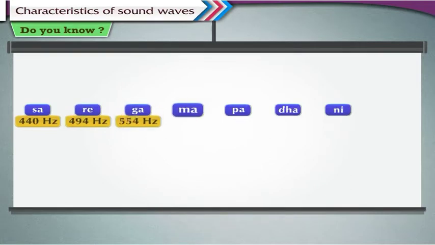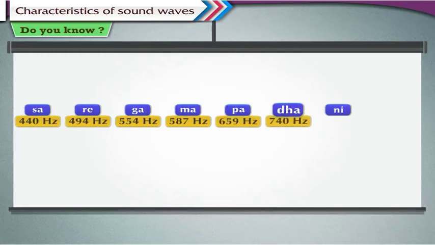The frequency of ma is about 587 Hz. The frequency of pa is about 659 Hz. The frequency of dha is about 740 Hz. The frequency of ni is about 831 Hz. And the frequency of octave sa, that is tar sa, is 880 Hz.